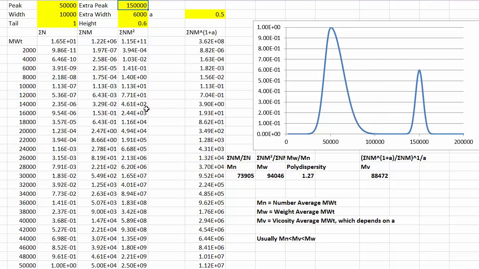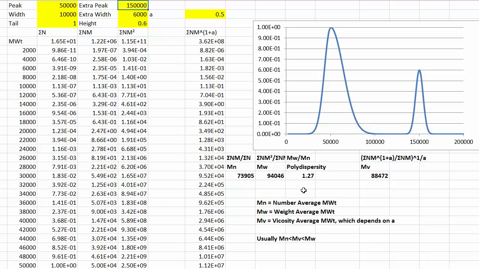And from this, we calculate the number average molecular weight, MN, which emphasizes the lower molecular weight aspect. There's the weight average, MW, which multiplies this curve by the molecular weight and therefore skews everything in the high molecular weight end. And then there's MV, which is the viscosity molecular weight, which is generally in between the two. And then there's the polydispersity, MW over MN, which shows how far it differs from a pure polymer.